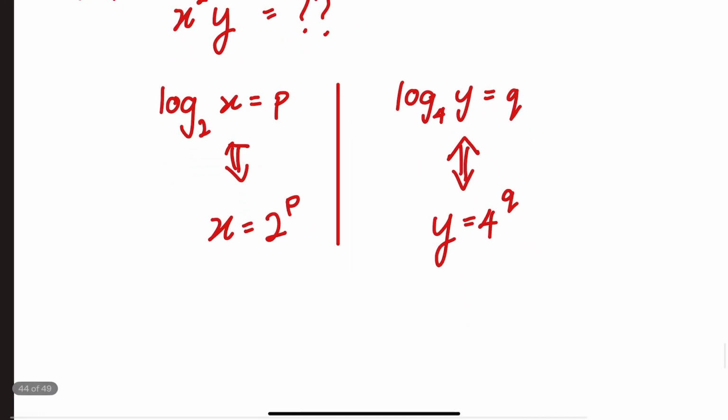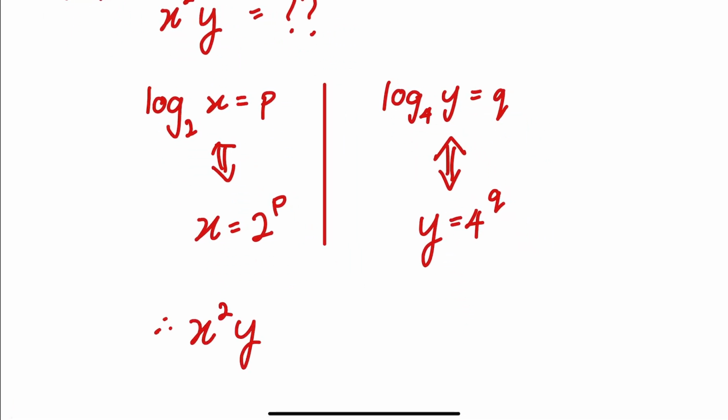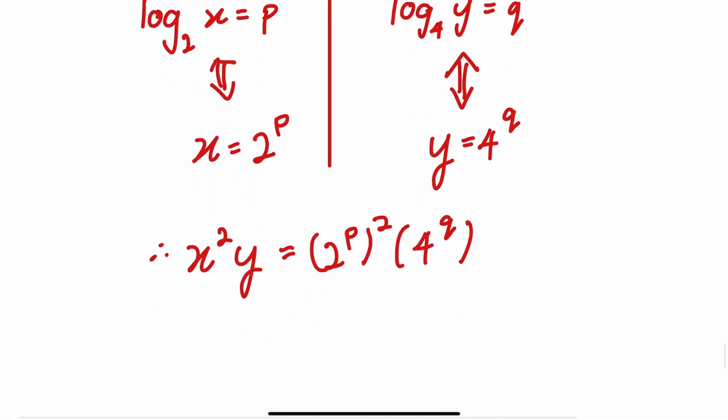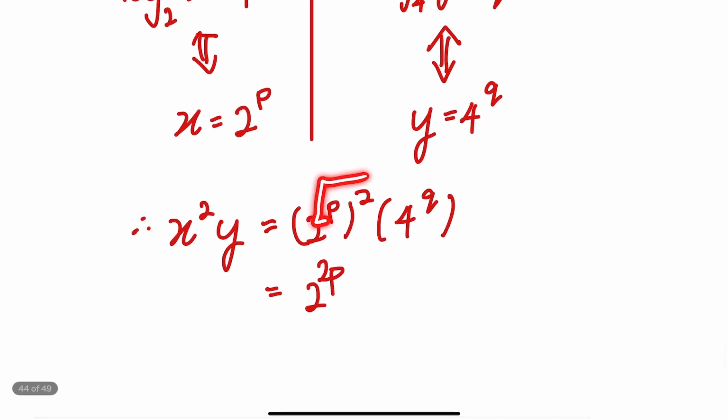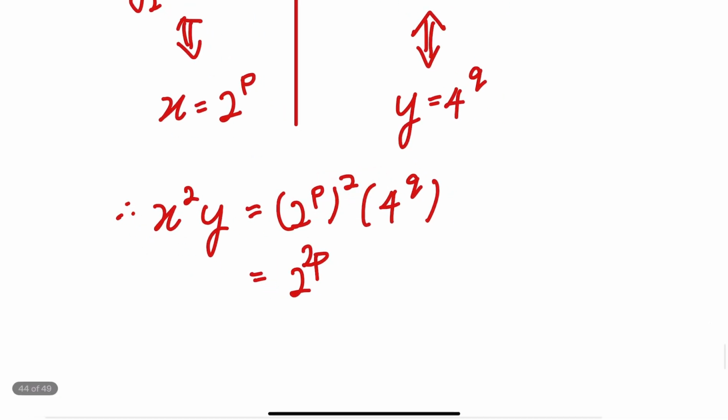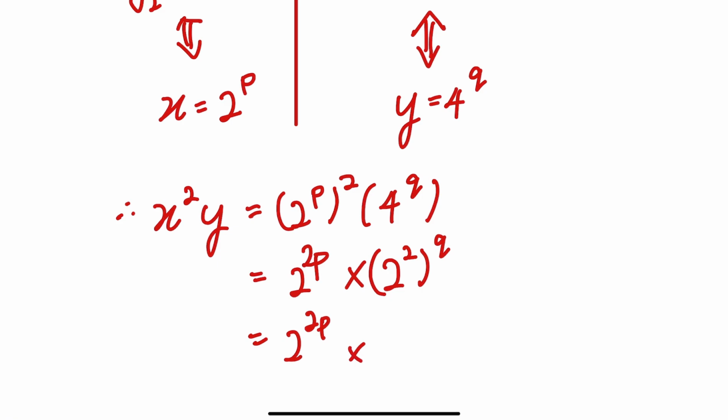Therefore x squared y is simply 2 power p, the whole thing squared, times 4 to the whole power q. Therefore, simplify this. This is simply 2 power p times 2. Remember, by your laws of indices, this is p times 2, not p squared. Some of you may tend to make careless mistakes over here. Then over here, times 4. Let's make them the same base so I can combine together. This is 2 squared, the whole thing power q, which will give me 2 power 2p times 2. This is 2 times q, which is 2q.